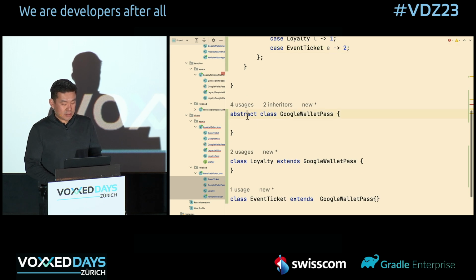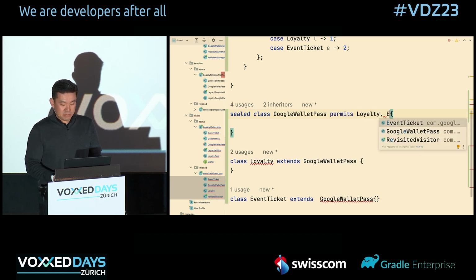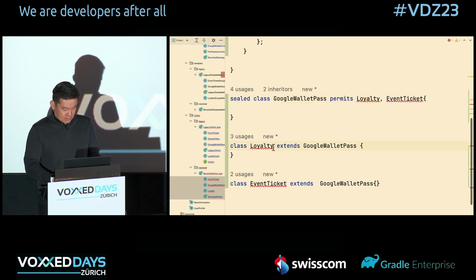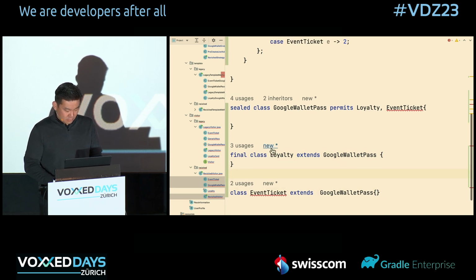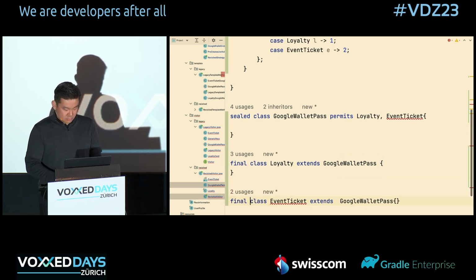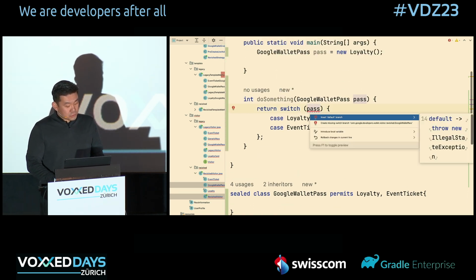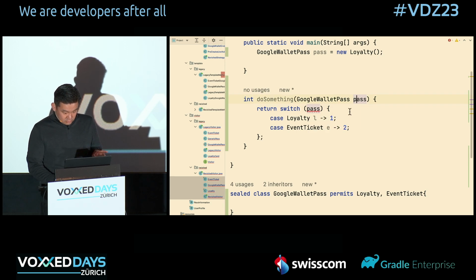So if you create here a sealed class, Google Wallet Pass, and you permit Loyalty, and you permit EventTicket, and you make it final, right? Now your code should work.